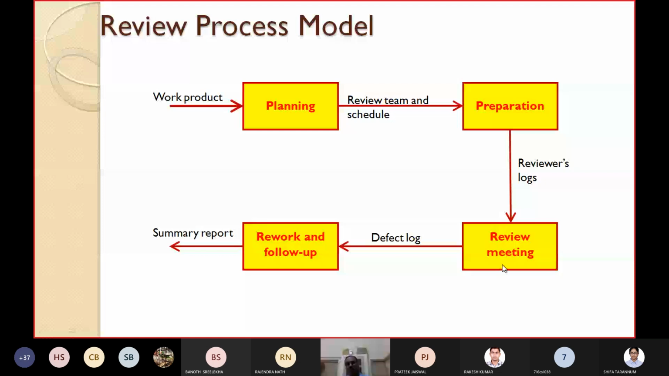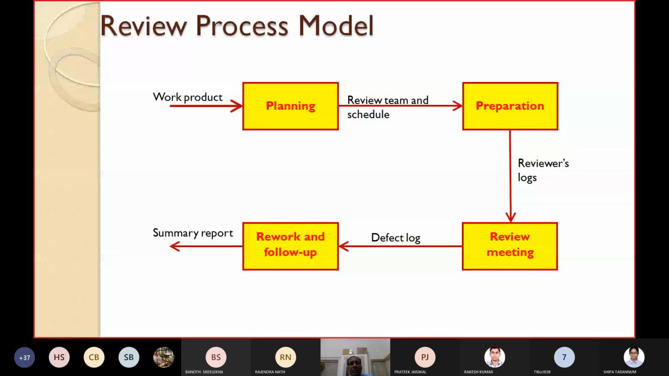Now the meeting will be carried out. After the review meeting, the members will identify the defects. All those defects will be maintained in a document called the defect log. And then finally, you have to see the rework, whether all the work has been done properly or not. You have to follow up to remove all these defects. Finally, you will get a summary report. This is the model for the review process.